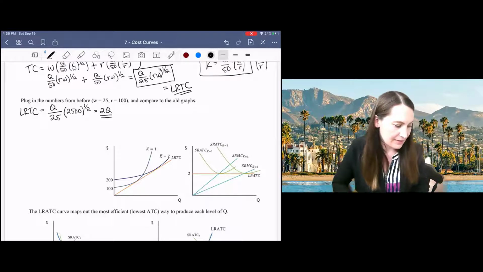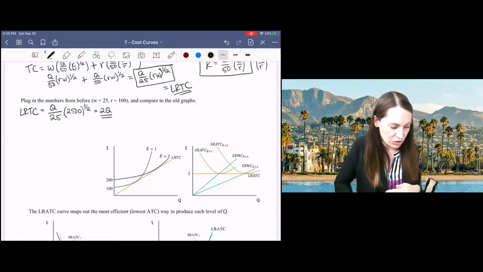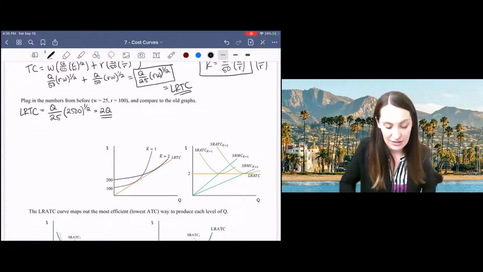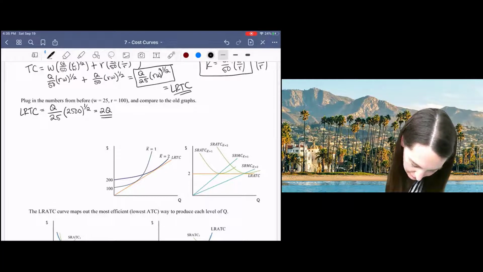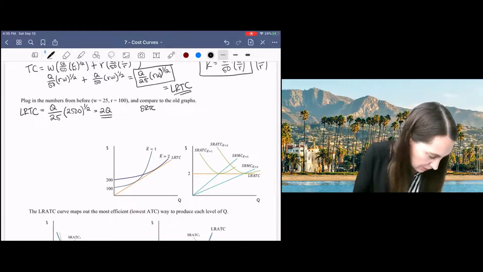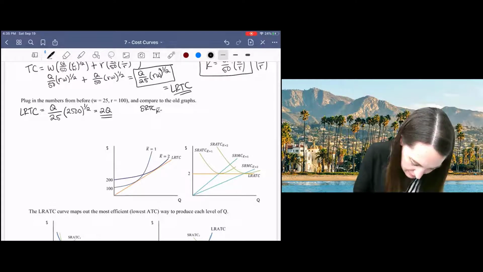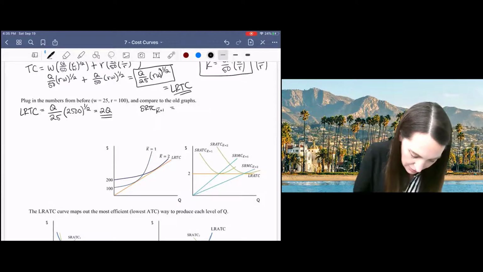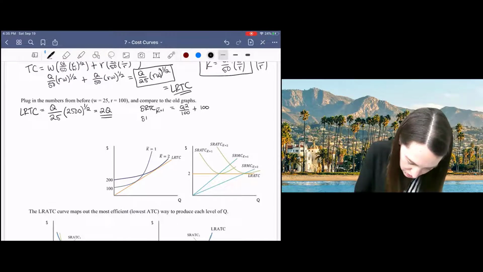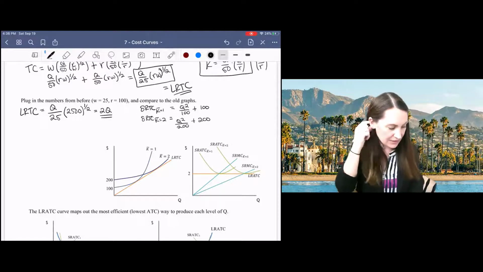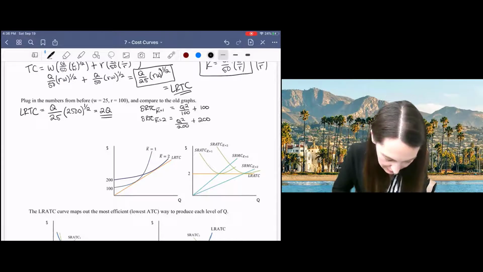So we can compare that to our short run total cost functions that we had before. So in the short run, when K was 1, our total cost function was Q squared over 100 plus 100. And when K was 2, our total cost function was Q squared over 200 plus 200. So how does this compare?